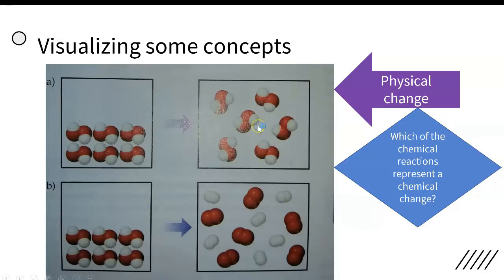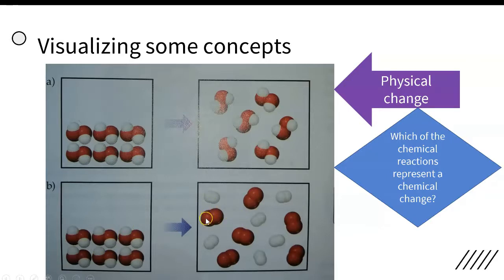So what type of product is formed? The intermolecular distance between the molecules has increased, but the chemical composition is the same. So the molecules have not changed their chemical property. And now, if you see in the second case, it has changed its chemical property.